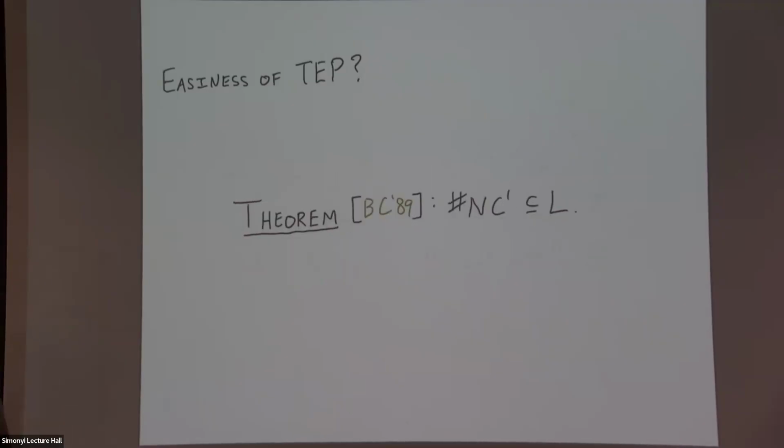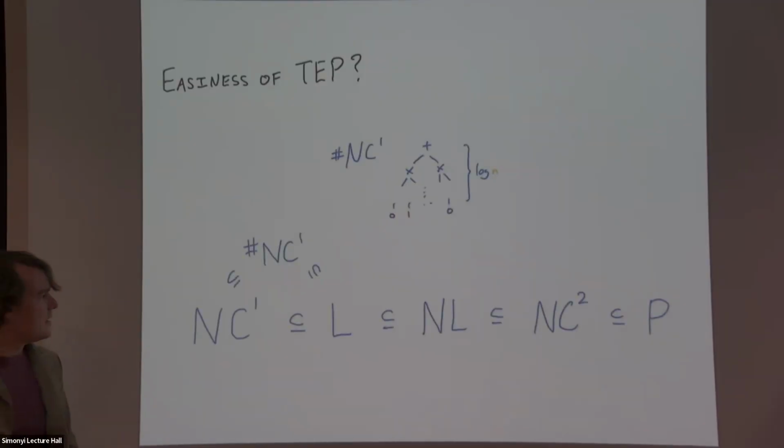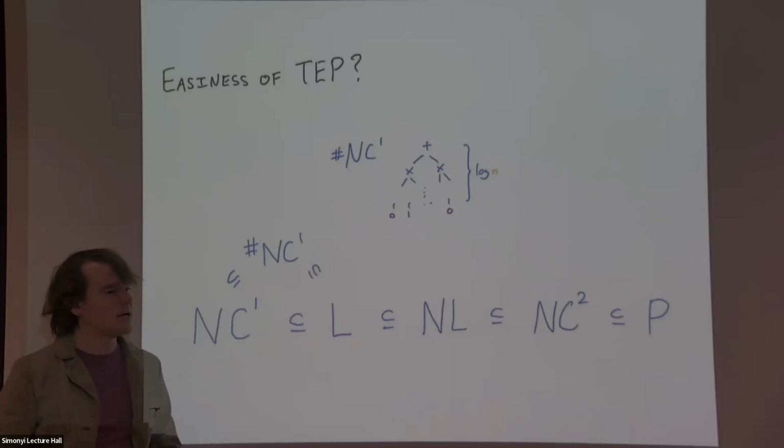So this is by Ben-Or and Cleve just a few years later. At a high level, what they showed is that #NC1 is in L. And #NC1 is like this Boolean NC1 that I told you about before, a logarithmic depth formula. But now, instead of having these AND and OR gates, you actually compute plus and times.